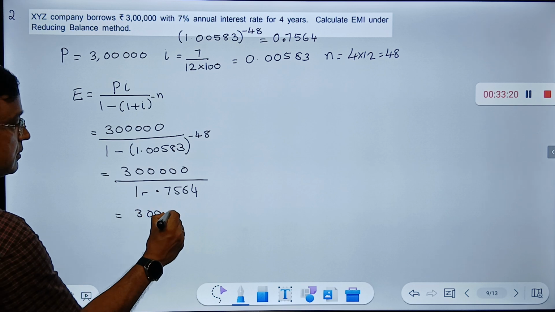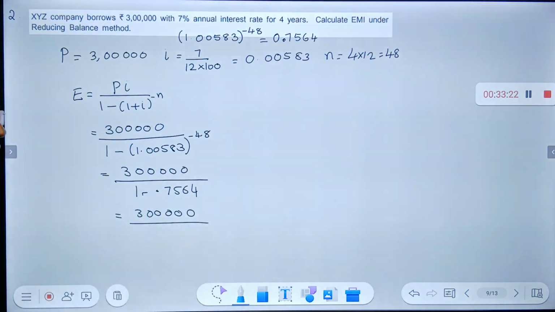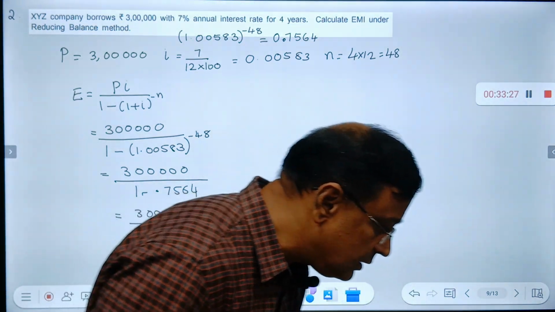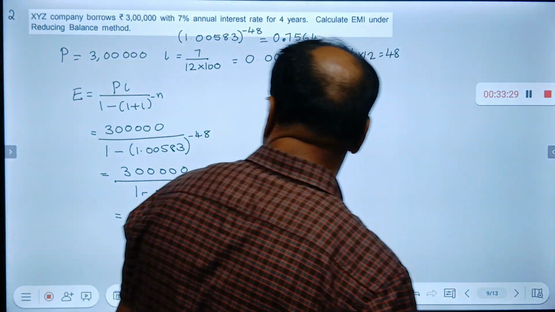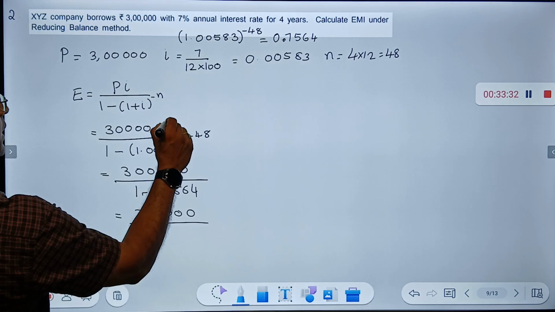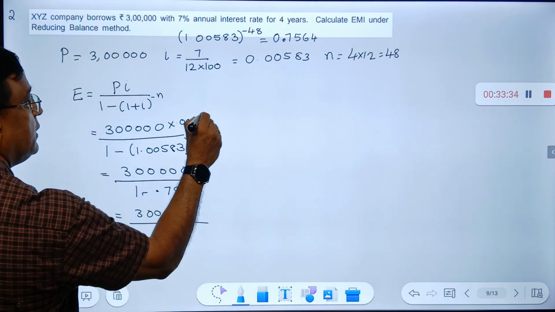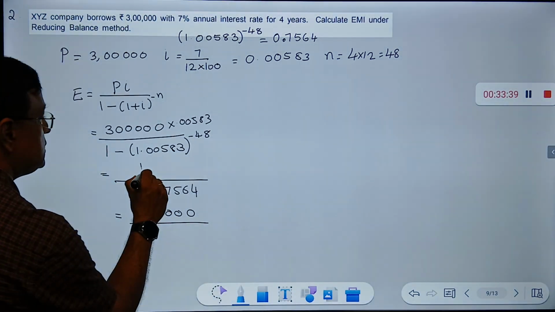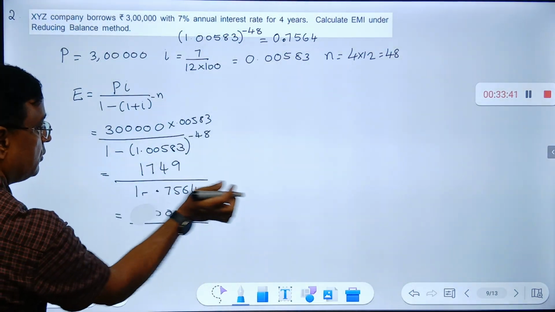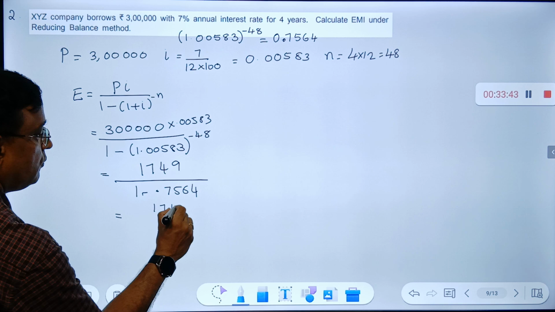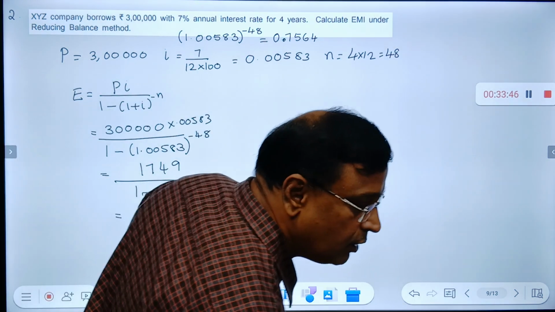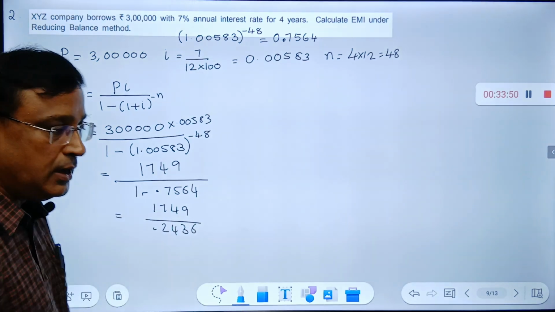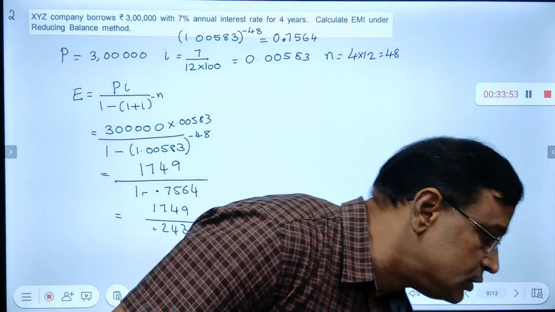This is 3 lakhs divided by, what is 1 minus 0.7564? I have done the calculation already. It is I, I forgot the I, 0.00583, and if you multiply the numerator, I think you get 1749. Okay, I missed that. 1749 divided by 0.2436.